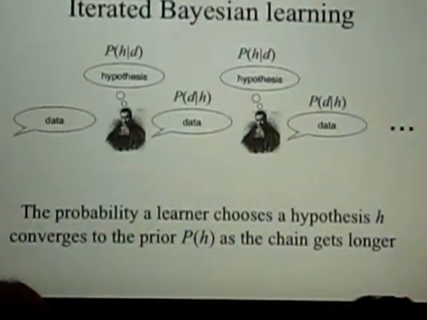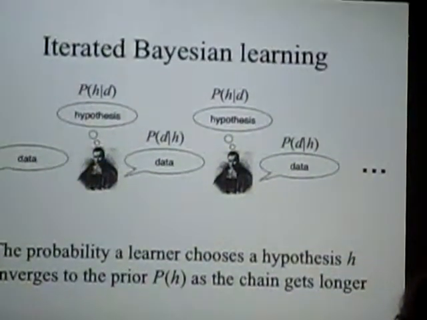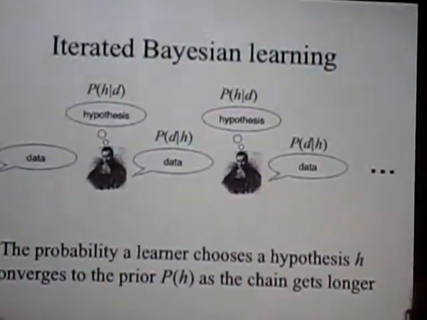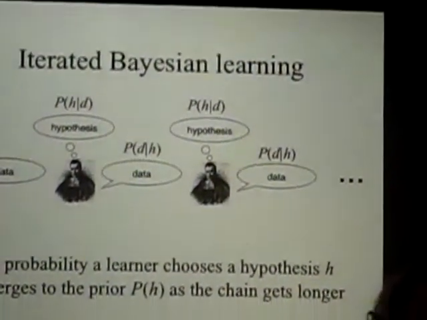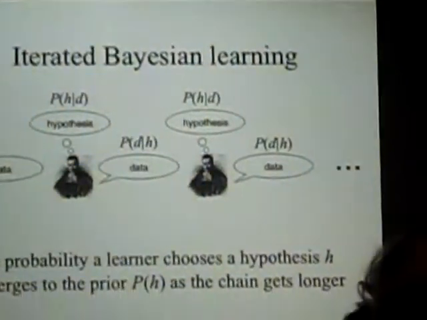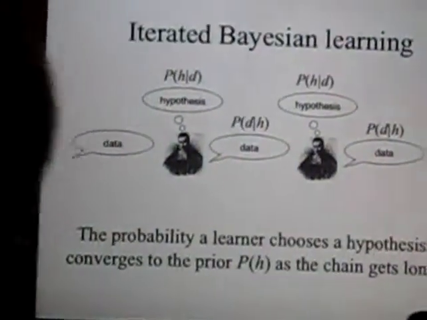So here we make an assumption that the learners all share this prior distribution. What's going to happen is that over time, regardless of where the learners start out, the probability of choosing a particular hypothesis is going to converge to the prior.